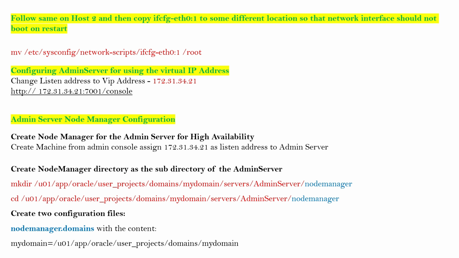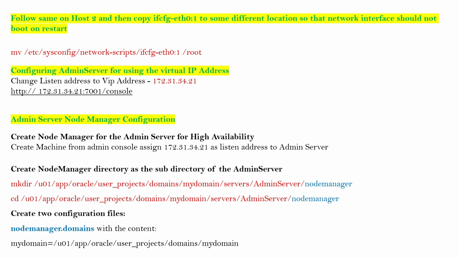Now create a node manager directory as a subdirectory of the admin server. Because we are going to create a separate node manager, and when we create a domain, I'm sure you are aware that a folder called node manager is created inside the domain, right? Which is the node manager home of the default node manager that is created for the domain. So now we are going to create a separate node manager for the admin server. So what I'm going to do is create a separate node manager directory for the admin server.